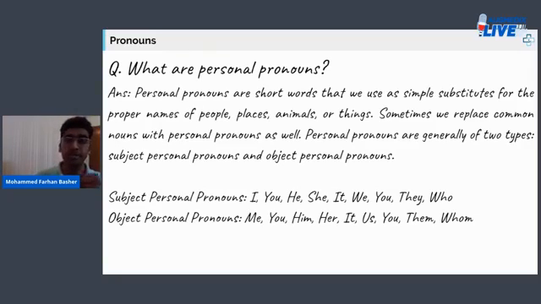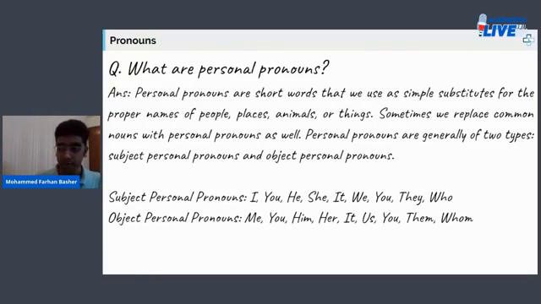Now, subject personal pronouns, they are the doer of actions, or they take actions, right? Actions come from them. And object personal pronouns are the ones that receive the actions from the subjects, right? Okay, let's take a look at the various subject and object personal pronouns. I, you, he, she, it, we, you, they, who. These are all subject personal pronouns. What about the object personal pronouns? Me, you, him, her, it, us, you, them, whom. These are all object personal pronouns.